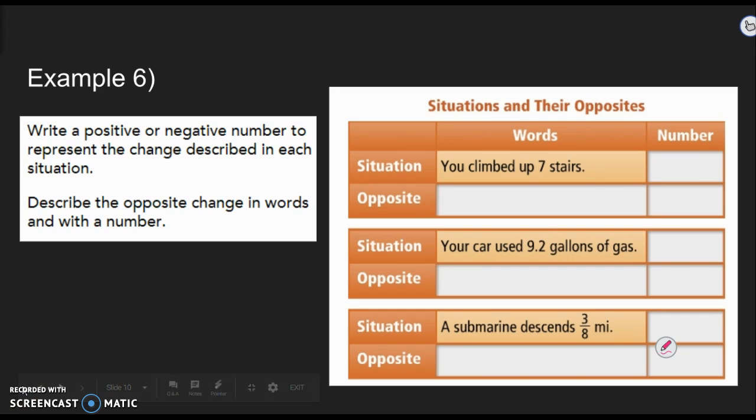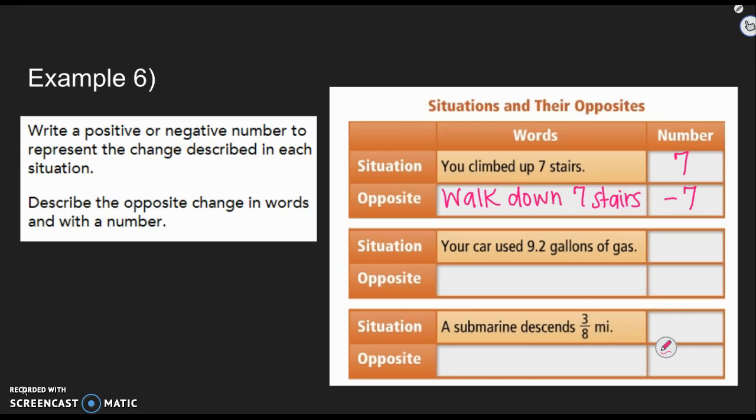The first situation says you climbed up 7 stairs. Up 7 represents positive 7. The opposite of climbing up 7 stairs would be to walk down 7 stairs. To walk down 7 stairs represents negative 7.